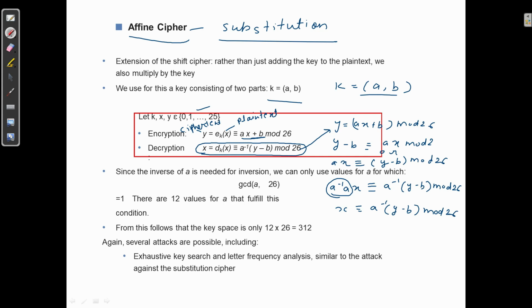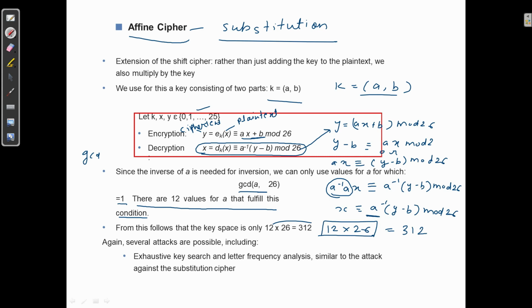Now, since the inverse of a is needed to decrypt the message, we only choose the values of a for which GCD of (a, 26) is 1, because we need a inverse. b can be anything, but GCD of (a, 26) should always be 1, and there are only 12 values that fulfill this condition. So the key space is 12 into 26, which comes out to be 312.